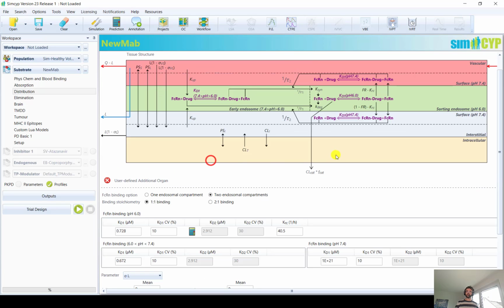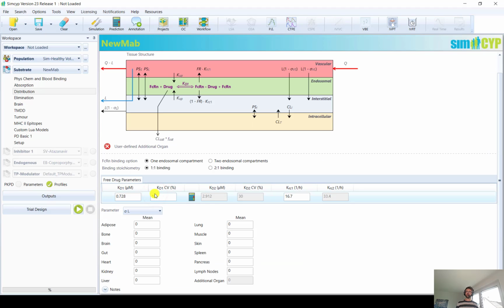We can also have a much more complex model structure, separating the endosomal space in an early endosome and a sorting endosome. This model also has the FcRn dynamics being included, so that means FcRn is synthesized and degraded, FcRn can be at the surface. So this model is extremely important if you're interested to simulate an FcRn antagonist, but for the normal monoclonal antibodies, it is entirely sufficient to go with the one endosomal compartmental model.